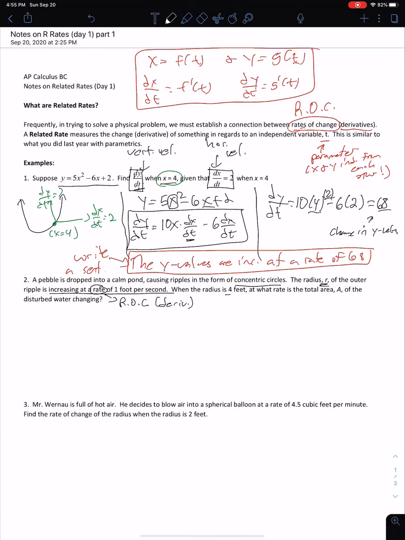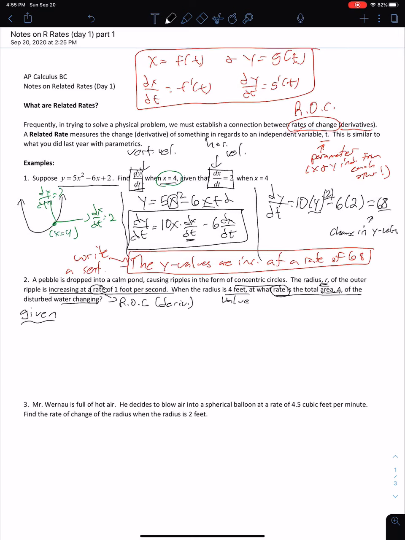When the radius is 4 feet, again, so now it's not a rate, but this is actually a value, so we'll talk about that in a second. What is the rate of total area of the water changing? So they're looking for a rate right here of area. So the first thing we're going to do, and then you probably learned in your science classes, is we're going to list out all our givens.